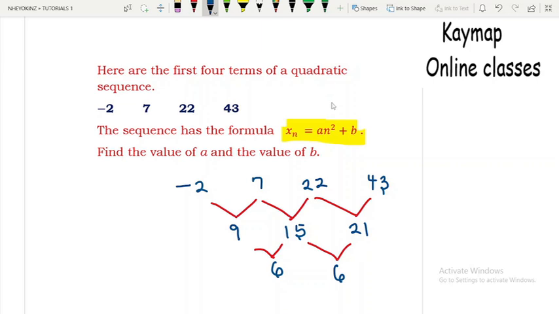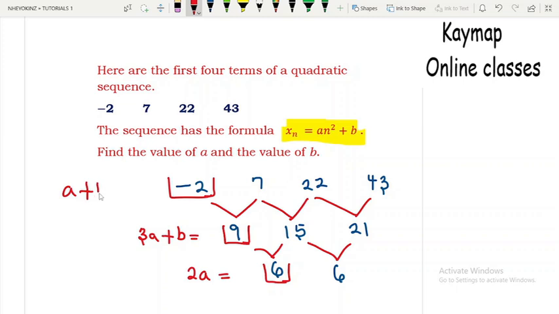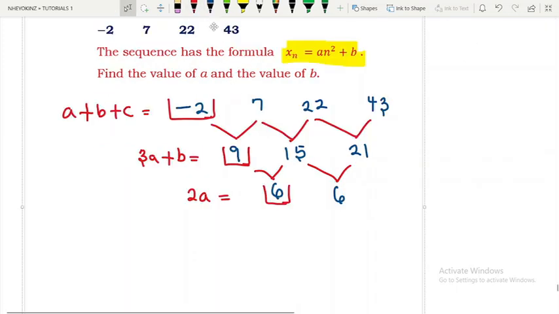Now for this first value, we'll take it as 2a. We'll let 2a equal this 6. For this next value here, we'll take it as 3a plus b equals this 9. Now for the first term here, we take it as a plus b plus c equals what? Minus 2.